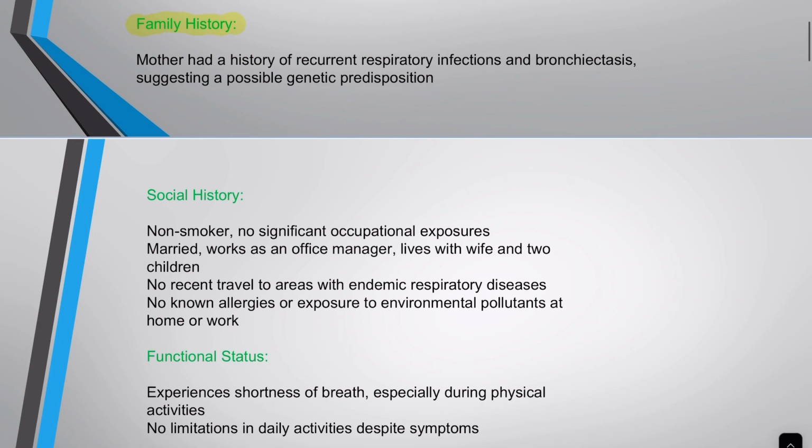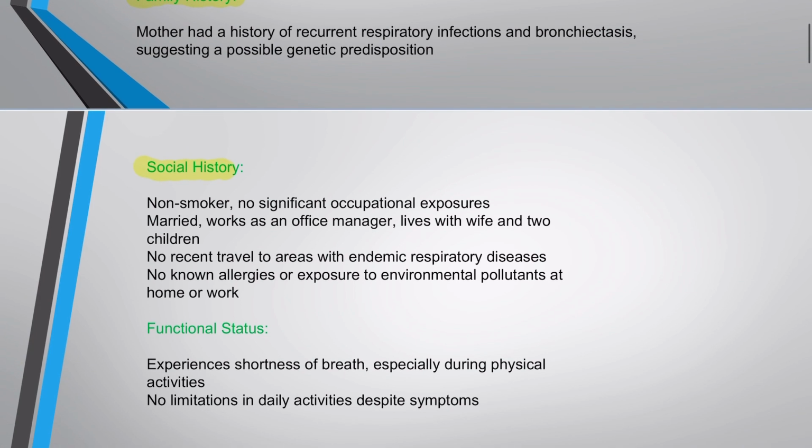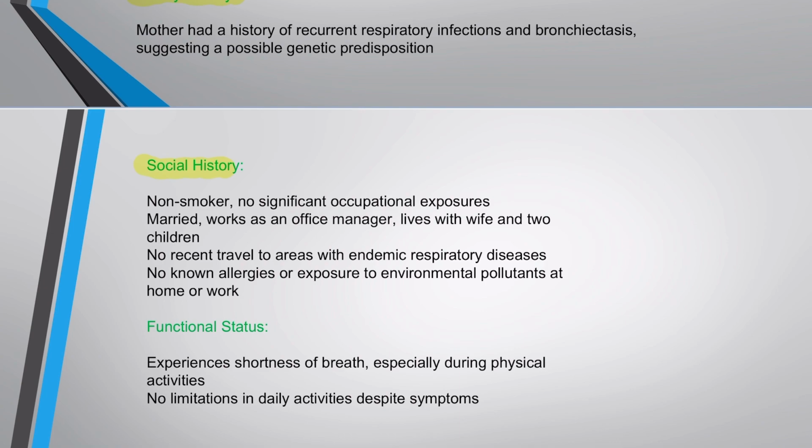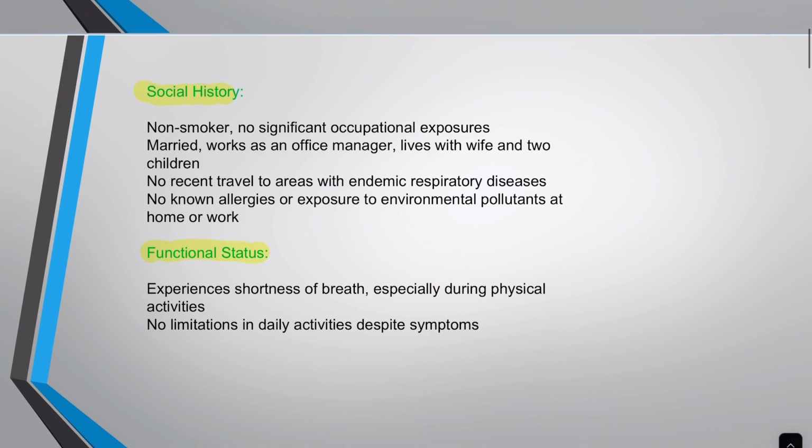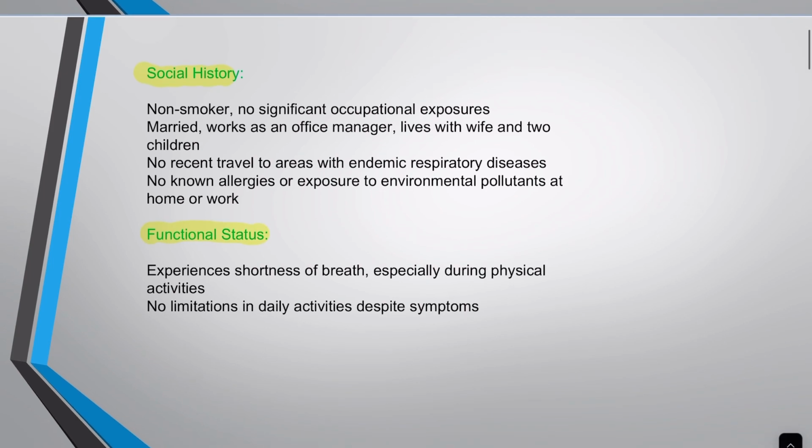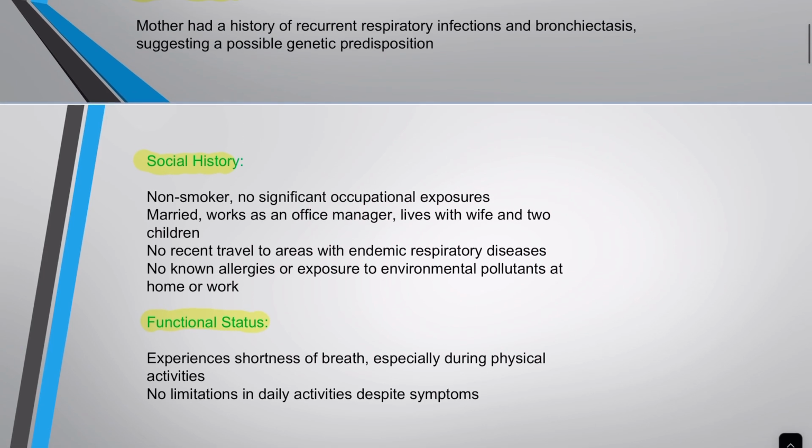We're going to talk about the social history. Patient is a non-smoker, no significant occupational exposure, married, works as an office manager, lives with wife and 2 children, no recent travel to areas with endemic respiratory diseases. Here we're talking about tuberculosis. No allergies or exposure to environmental pollutants at home or work. And functional status: experiences shortness of breath, especially during physical activities, no limitation in daily activities despite the symptoms.